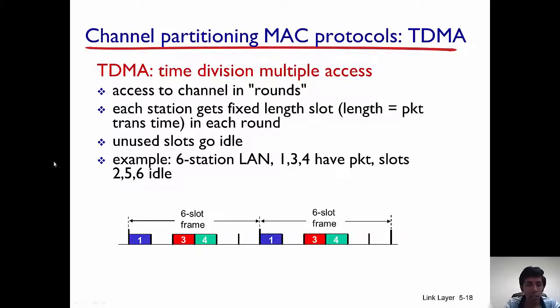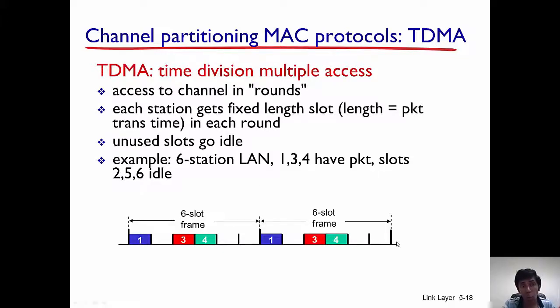In this figure here, you can see that the first user transmits, then the second user may not have anything to transmit. Then the third user has something to transmit. The fourth user also has something. The fifth and sixth do not have anything to transmit. And once all users have been given an opportunity to transmit, then user 1 transmits again.